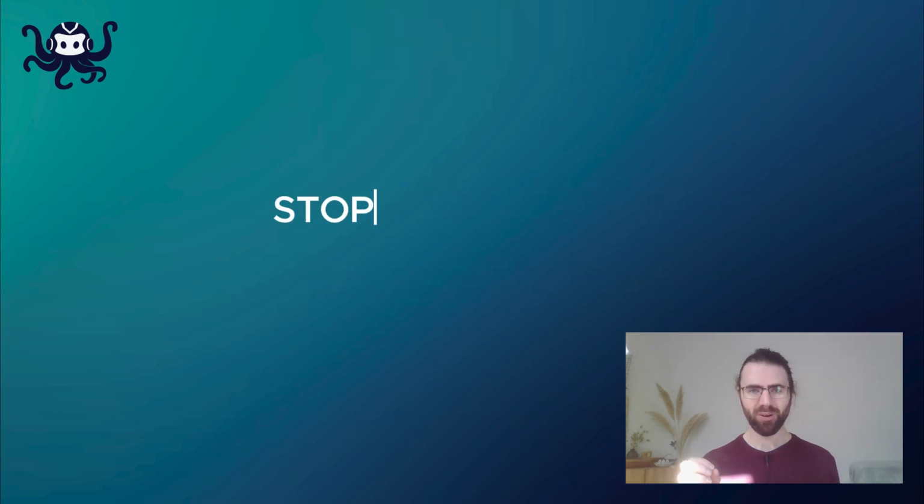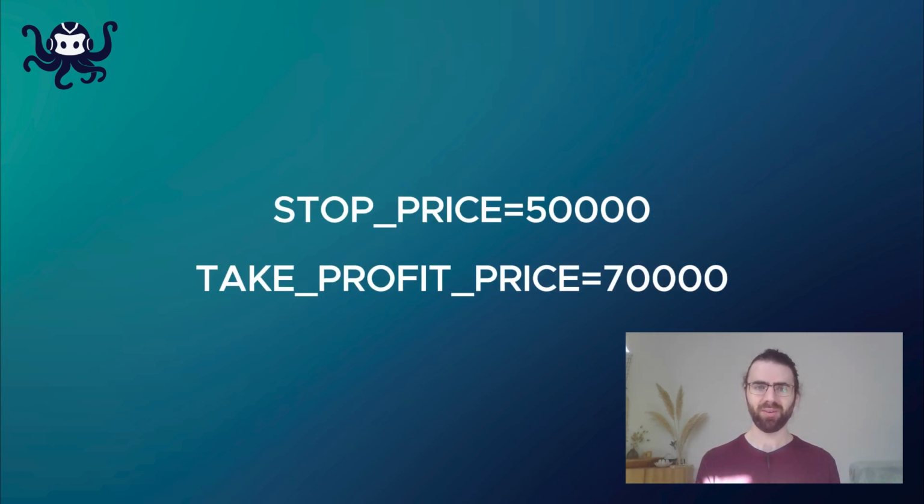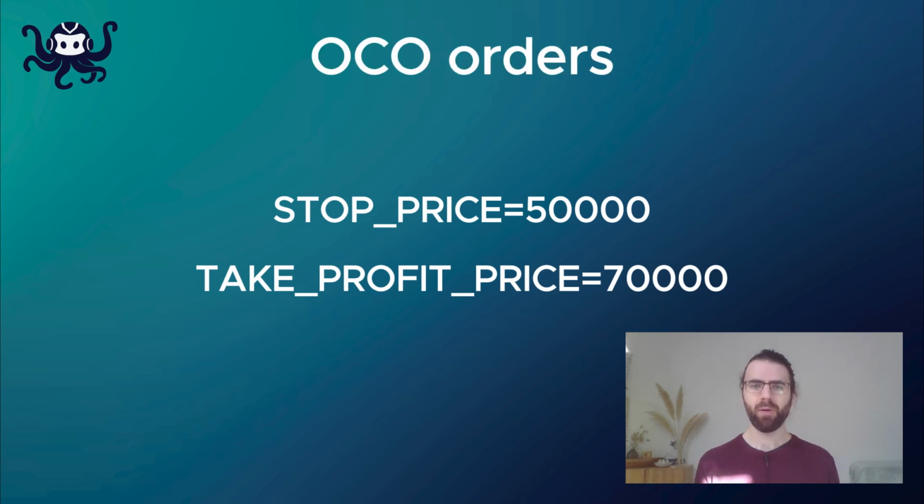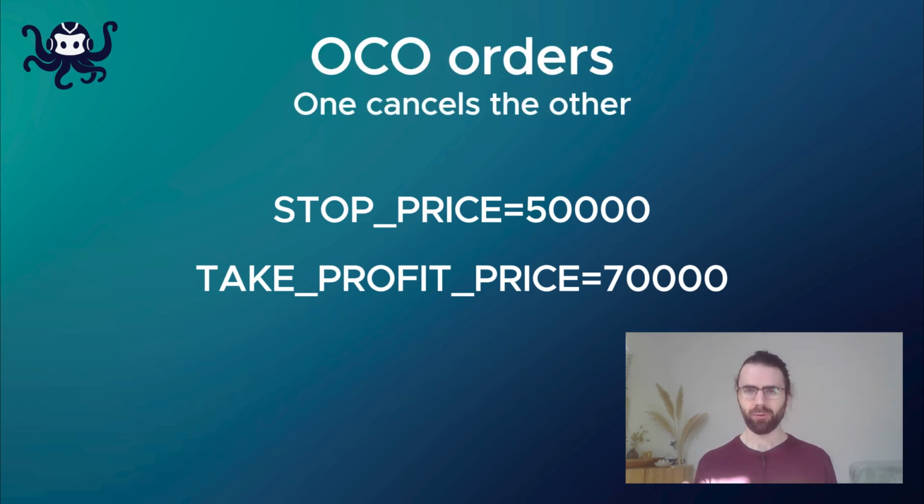And now, what if you combine the stop loss and the take profit? In this case, OctoBot will create OCO orders, so one cancels the other orders. This means that your take profit and your stop loss will be linked to each other, and if any of them is either filled or cancelled, the other one will be cancelled automatically.